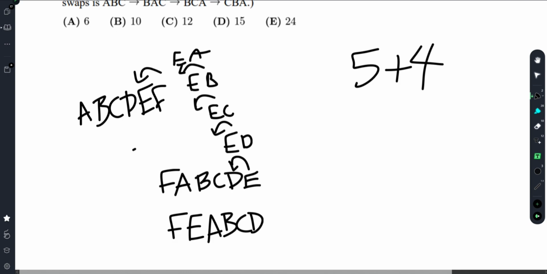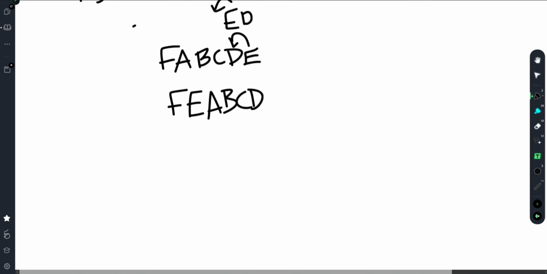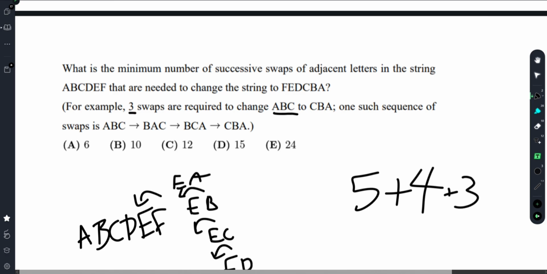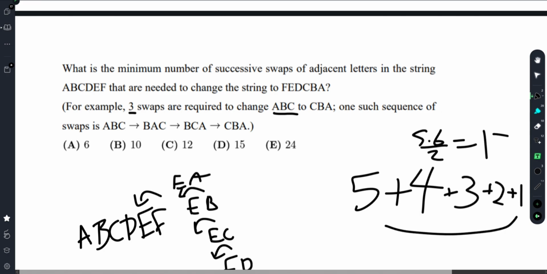And we start to see a pattern, but let's just continue. We switch, switch. We get F, E, D, A, B, C. And obviously for ABC to CBA, there's 3 swaps, so we add 2 plus 1. This is just 5 times 6 over 2, which is just 15.